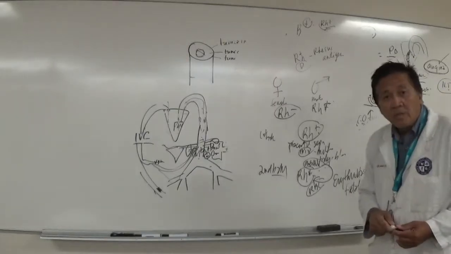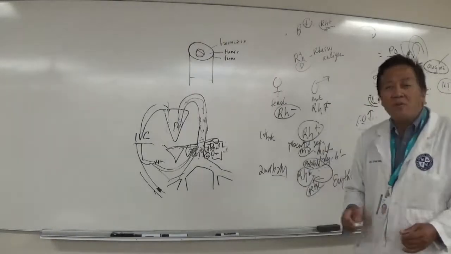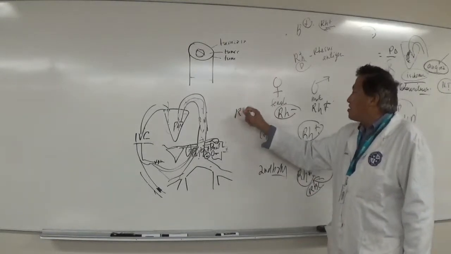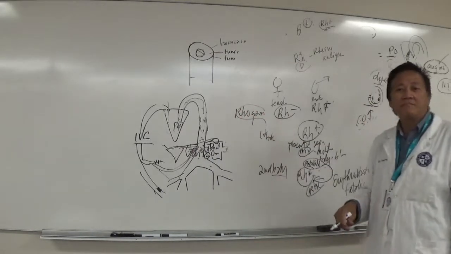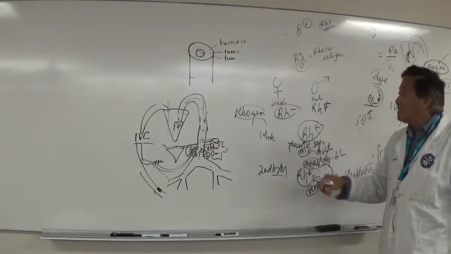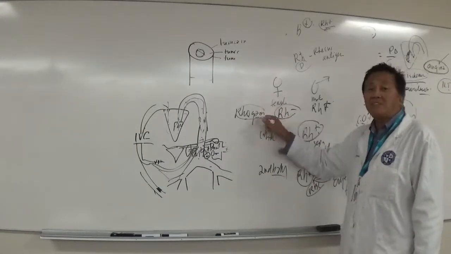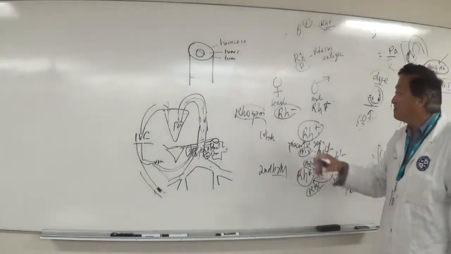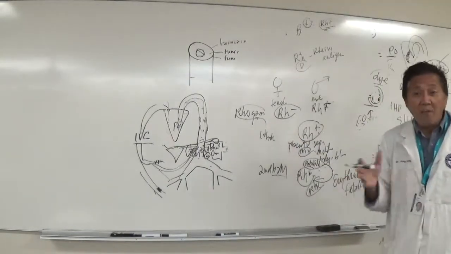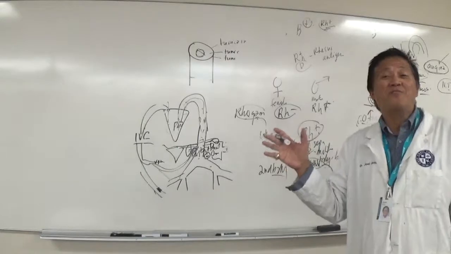Yeah. So what can we do for these mothers? We can inject them with what? What is Rogam? It's a synthetic form of what? Antibodies. Rho means RH, Gam means gamma globulin. I'm just joking. Gamma globulin, synthetic, formed by the manufacturing company.